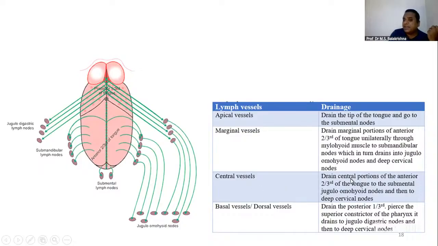Central vessels from the anterior two-third of the tongue go to submental and jugulo-omohyoid nodes. The jugular vein is there, omohyoid muscle is there, muscles of the neck, so there it goes. And the dorsal vessels from the posterior one-third of the tongue go into jugulodigastric nodes. These are the key points what you should learn.